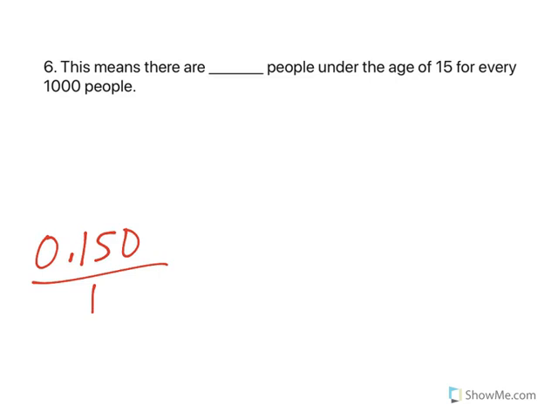Well, here, this says, what if we want to compare it to 1,000 people? So instead of having this be a 1 on the bottom, we want it to be a 1,000. Well, that means we want to move our decimal 3 places to the right, because that will make this 1,000. Well, if I move my decimal 3 places in my denominator, I need to move it 3 places in my numerator, and that gives me 150. So there are 150 people under the age of 15 for every 1,000 people in this group.